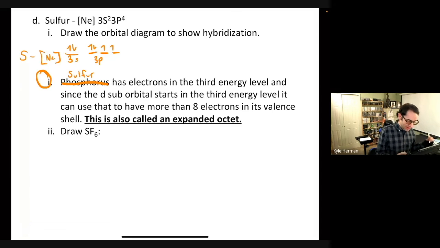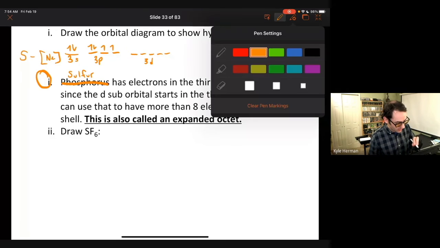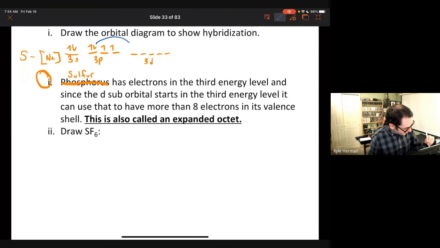So sulfur has electrons in the 3rd energy level, and since the d orbital starts in the 3rd energy level, it can use that to have more than 8 electrons in its valence shell. This is also called an expanded octet. So what we have now is that shift, because remember, there's another d here, and it's just empty. Now you're going to move those electrons over. One's going to go over here, one's going to go over here, and then you'll be able to bond even more.